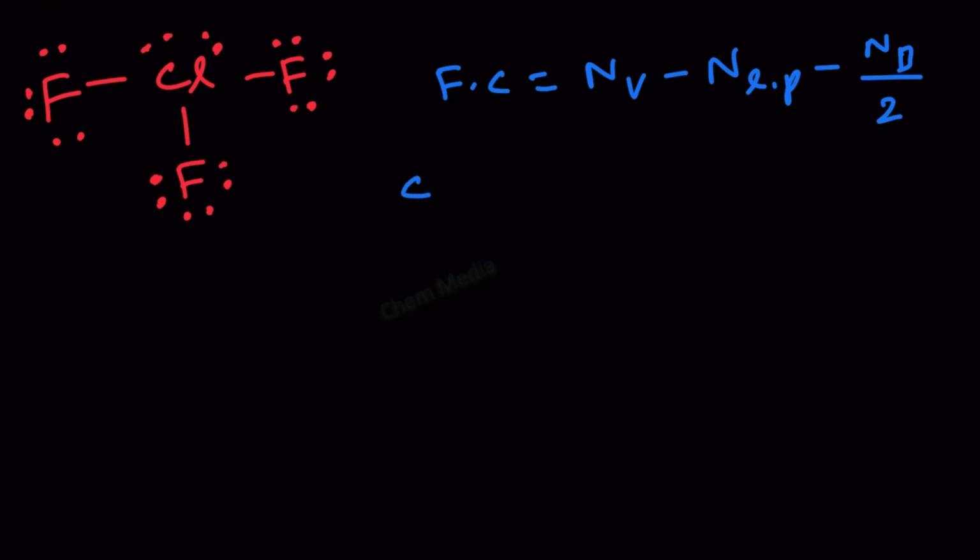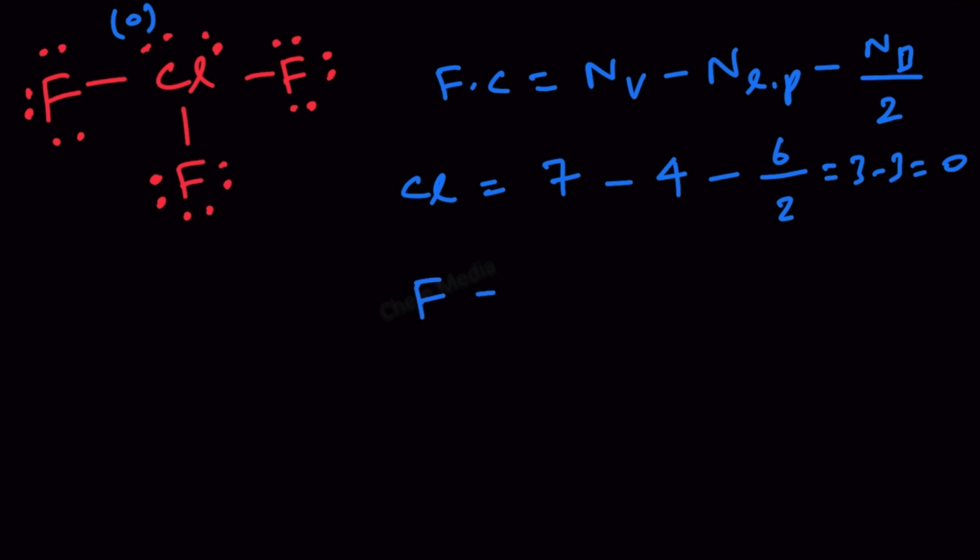So, therefore, for chlorine this is equal to, we have 7 valence electrons minus we have 2 lone pairs, therefore 4 here, minus we have 3 bond pairs, therefore 6 by 2. So, this is equal to 3 minus 3 and that is equal to 0. So, therefore, the formal charge of chlorine is equal to 0.